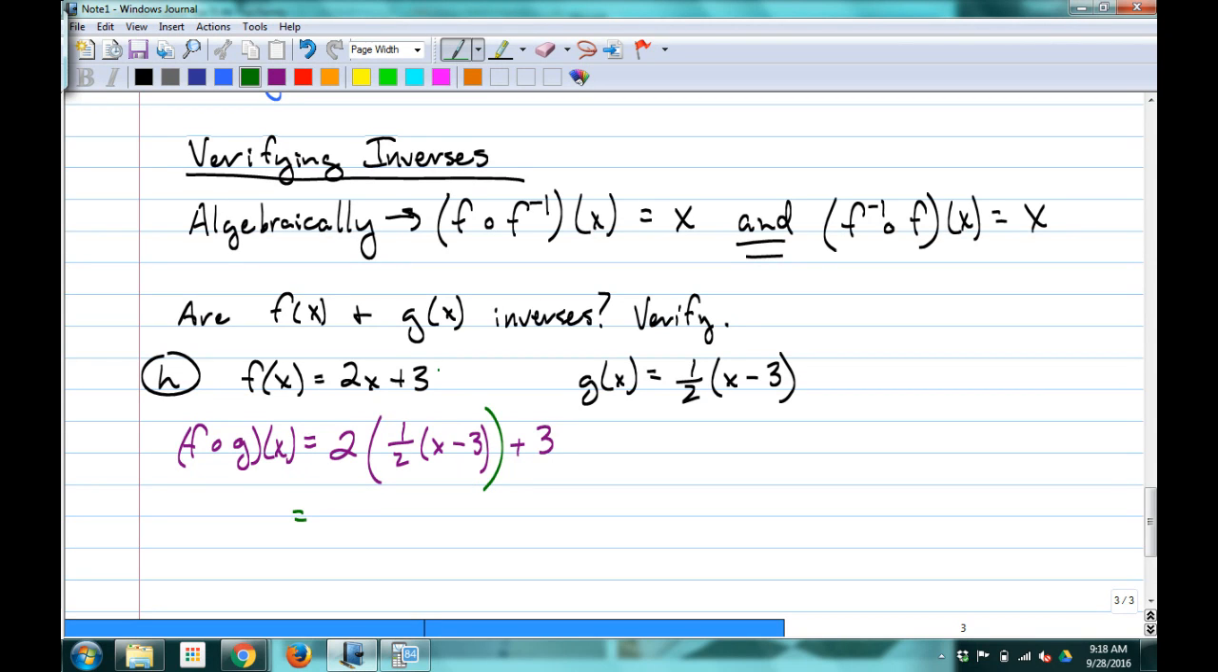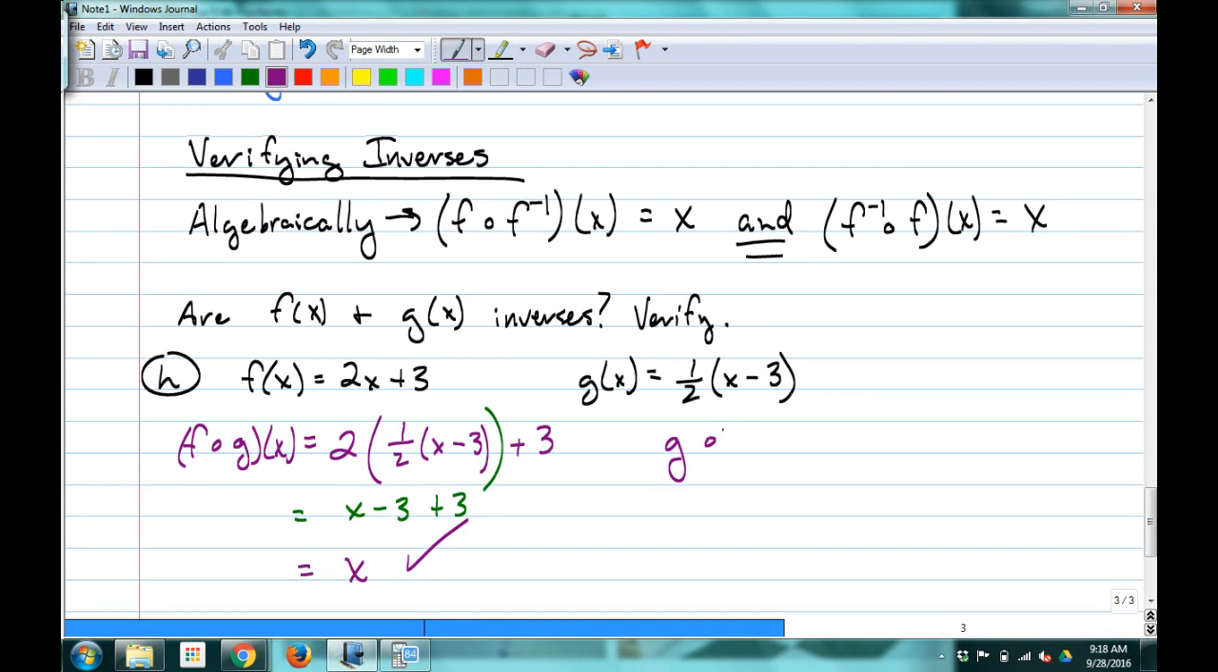And working that out, it's going to be x minus 3 plus 3, because if I multiply 2 times this half, I get 1, and then 1 distributed across. So what do we get here? Negative 3 plus 3. That equals x. I verified it in that direction. That got me what I need to say that they're inverses of one another.